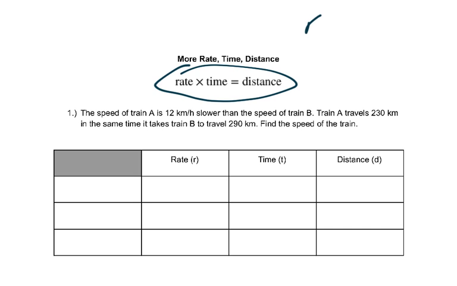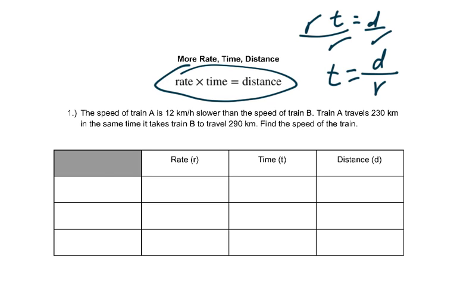Well, we know r times t equals d. So let's divide both sides by r, and now that isolates our time. So the time is equal to the distance divided by the rate. And that's going to be super important as we're going to go through and solve this first problem here.